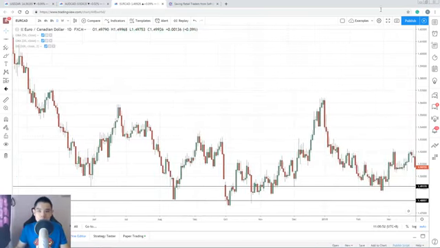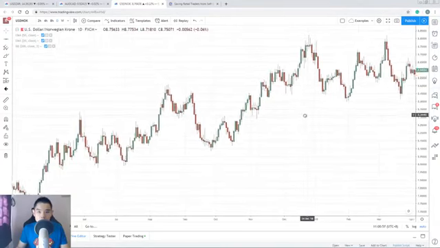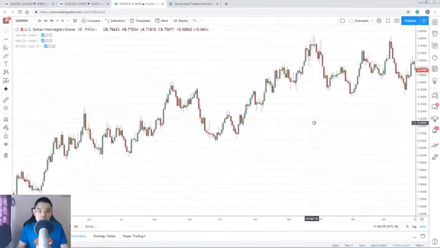So let me walk you through another example. This is for Euro Canadian dollar against the Norwegian kroner. So if you look at this chart again, look at this chart.